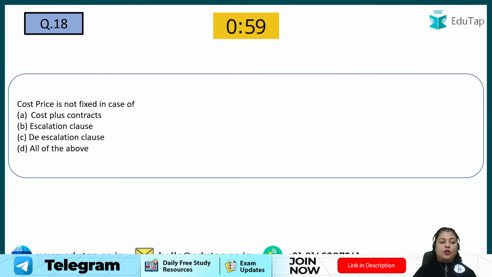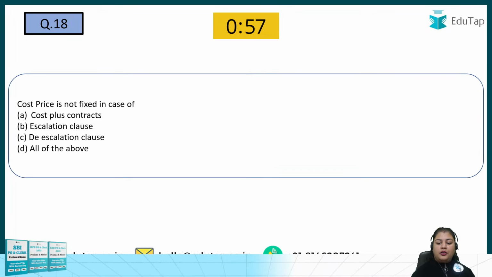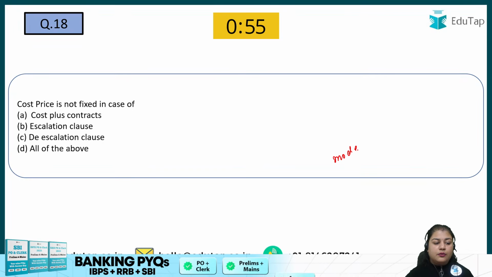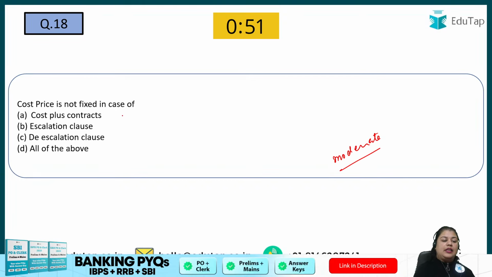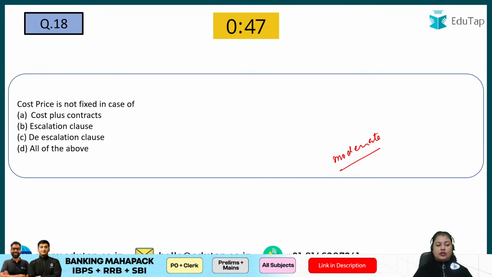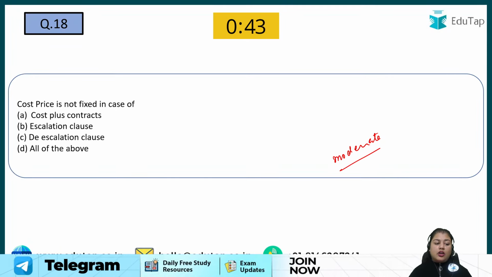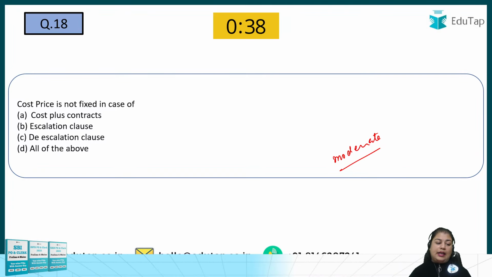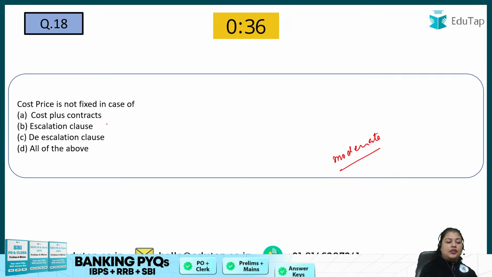Okay, moving ahead, question number 18, a little moderate question. Cost price is not fixed in case of cost plus contracts, escalation clause, de-escalation clause, or all of the above. So please tell me the correct answer. I'll tell you the meaning of escalation and de-escalation if you don't know.